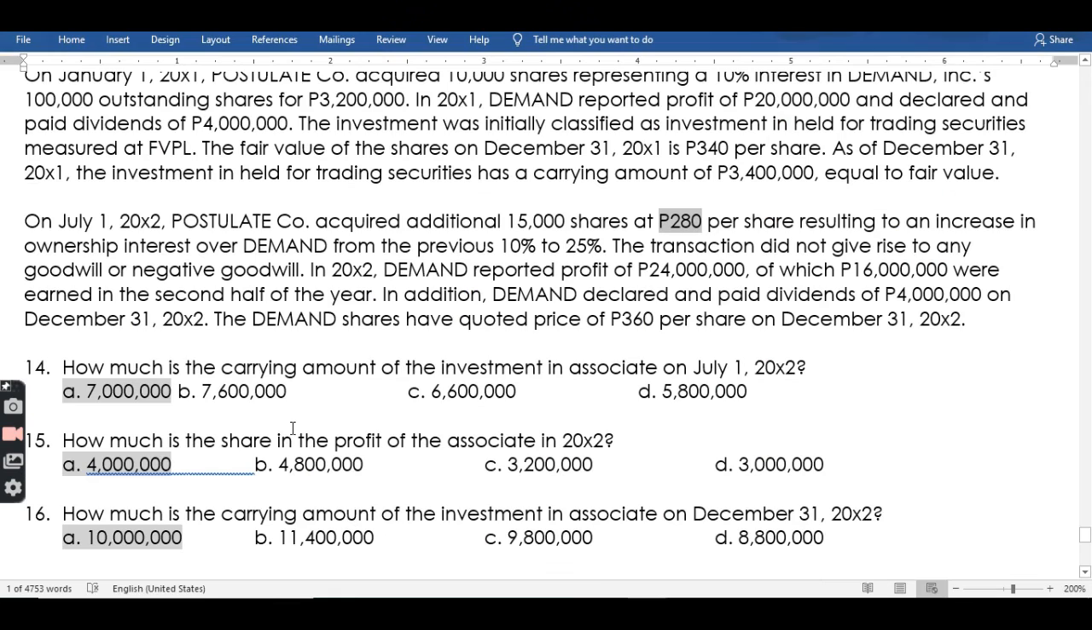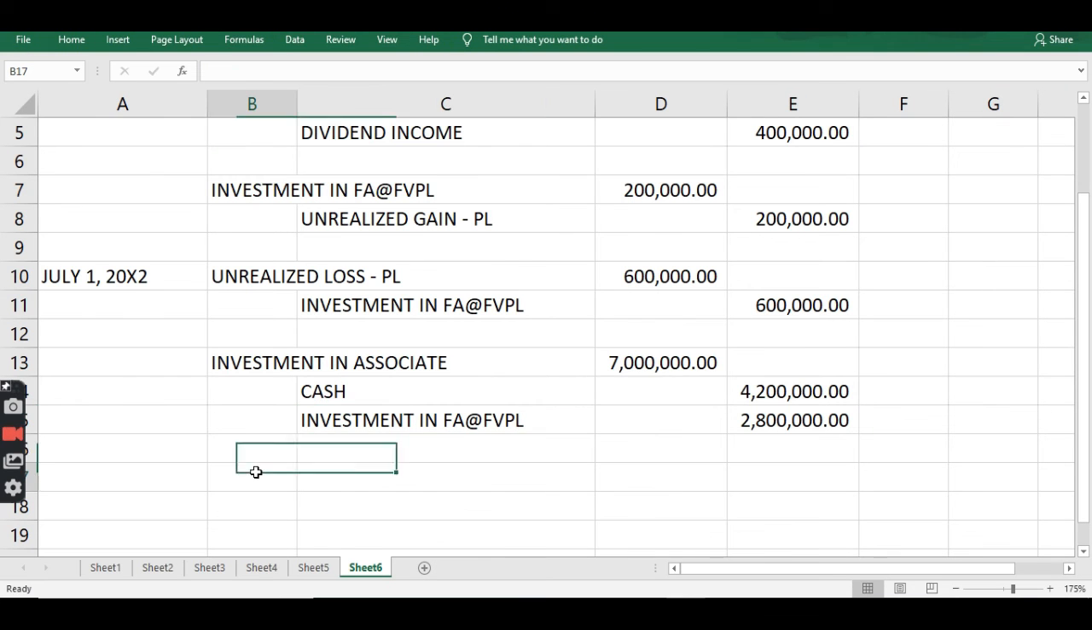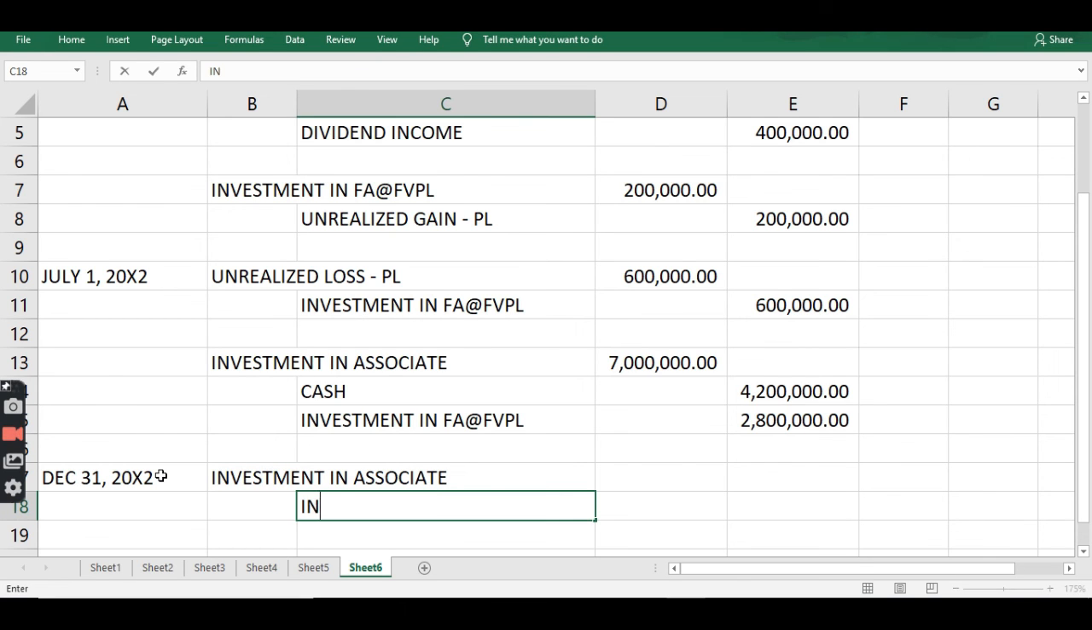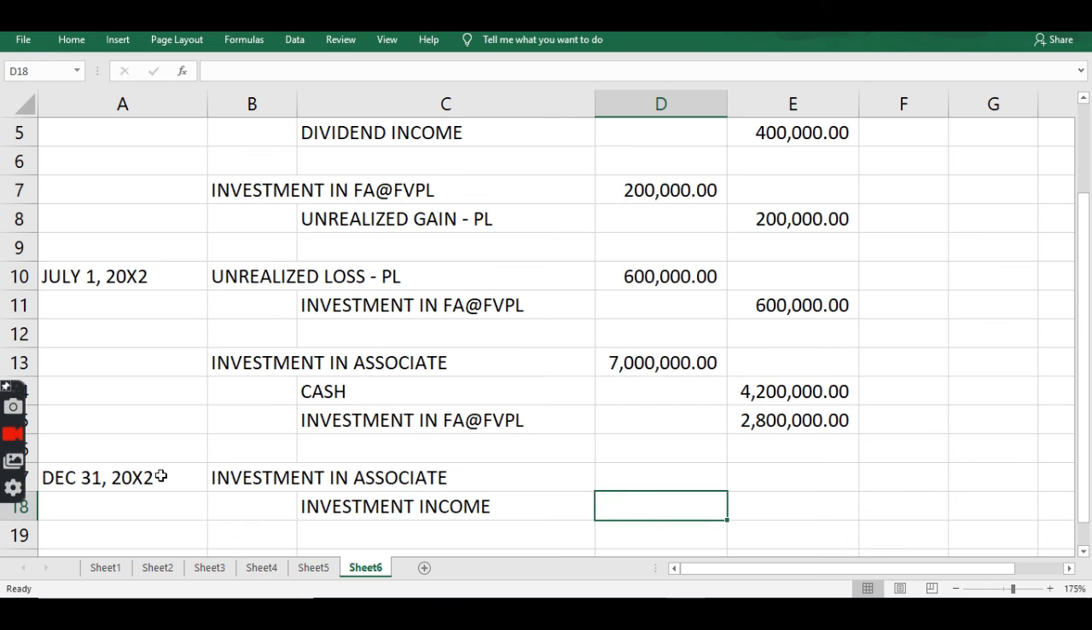Next na entry. Nung 20x2, nag-report ng 24 million na profit, of which 16 million were during the second half. So, ibig sabihin, ito lang yung may right tayo na tanggapin. So, ang gagawin mo ngayon, ganito. Gawa tayo ng entry December 31, 20x2. That's going to be investment in associate. Tapos, credit tayo dito ng investment income. Or income from associate. Wala namang problema.